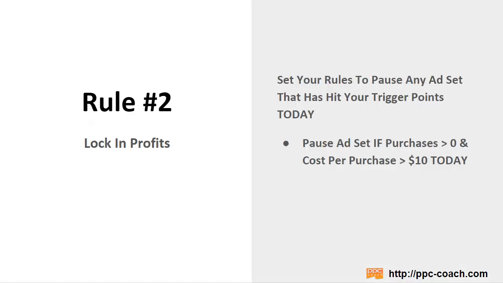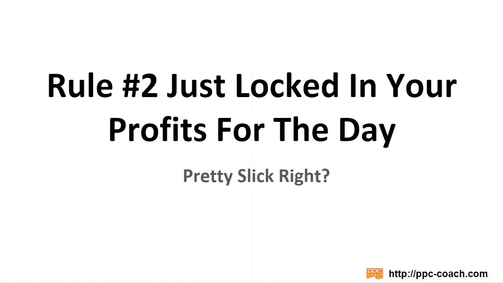I just apply it at the campaign level, and I apply it to all active ad sets within the campaign. That way I don't have to worry about repeating it, or if I do duplicates, or if I add more ad sets. The rules, once set for the campaign, apply to every new ad set in it too. So rule number two, lock in profits. Set your rules to pause any ad set that has hit your trigger points, but base it on today again. In this example, I know I make $20 per sale revenue, and I know I want to lock in $10 profit. So I'm going to set my rule number two to pause an ad set if the purchases is greater than 0 and the cost per purchase is greater than 10 based on today's numbers. So what I did, rule number two, just locked in your profits for the day.